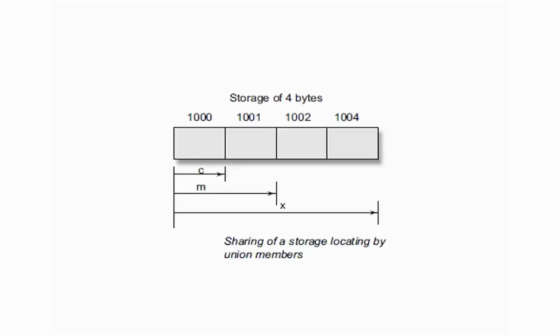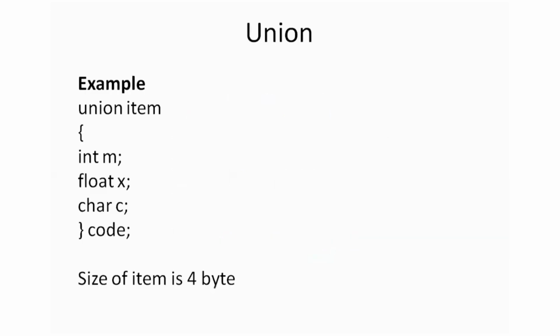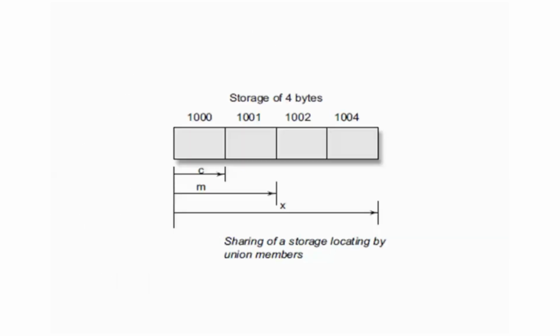That is explained in this diagram. For example, from location 1000 to 1004, 4 bytes are allocated. At a time, only one variable can be stored. Character occupies 1 byte. Within this storage location, you can store the variables. m is allocated within 2 bytes, and if you want to store the float variable x, that will be allocated instead. So at a time only one variable can be stored here. That is the difference.